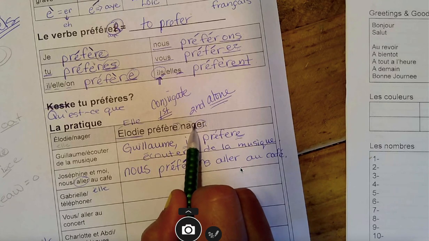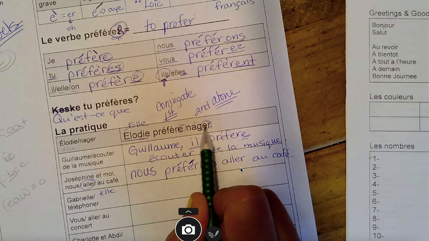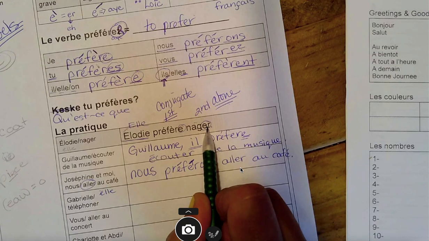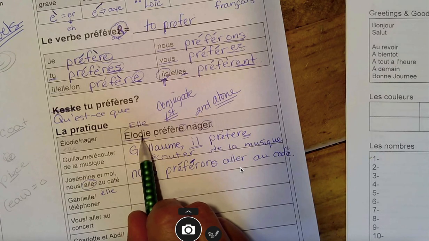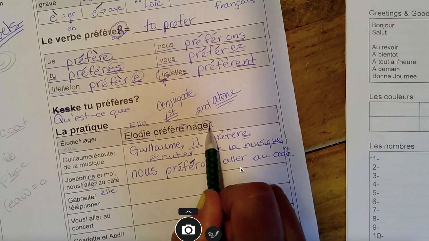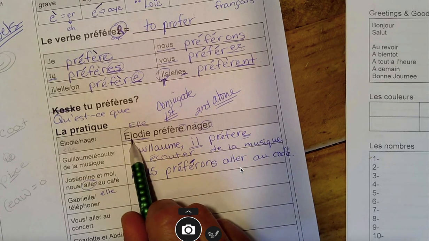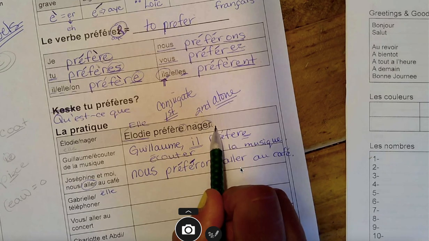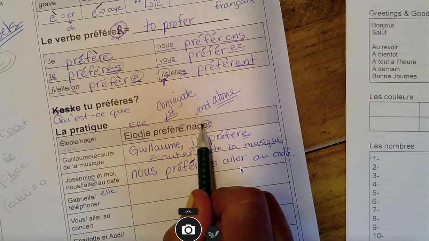I conjugated the first verb to match with Elodie. But here I have a second verb. The second verb, I just keep it in its regular infinitive form. I don't conjugate that one. I just leave it alone. And it's just like in English. I would say Elodie prefers, so I change prefer to prefers, and then to swim. Elodie prefers to swim. So the same as in French. Elodie préfère nager, to swim. Okay? So second verb, we just leave it the same.